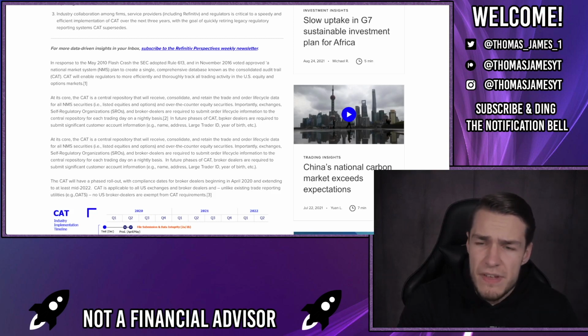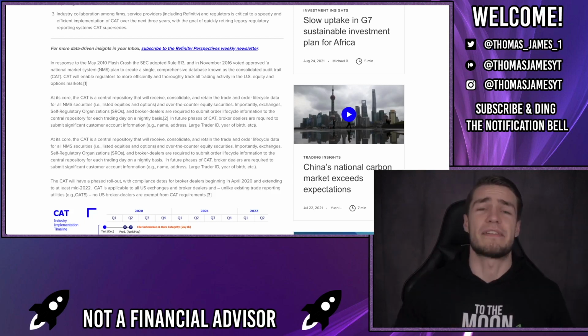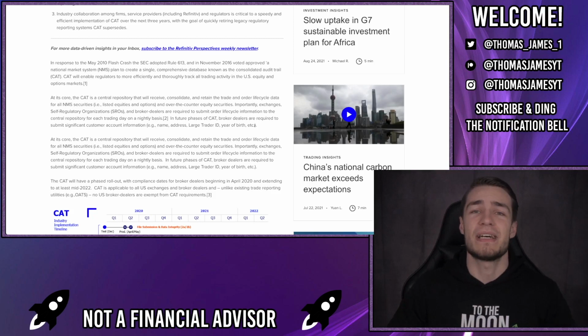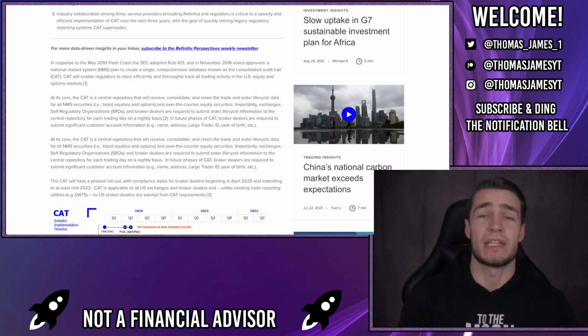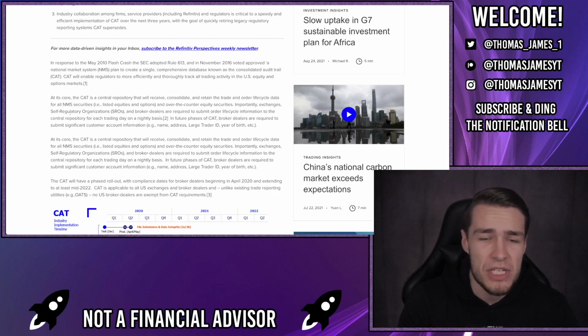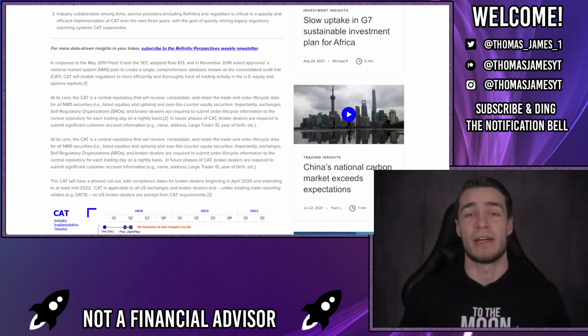In future phases of CAT, broker-dealers are also required to submit significant customer account information, such as name, address, large trader ID, year of birth, etc. Therefore it will make it way easier to track exactly who's inputting this data and exactly who's potentially committing that market manipulation. And the CAT system now applies to those exchanges, self-regulatory organisations and broker-dealers like Citadel.